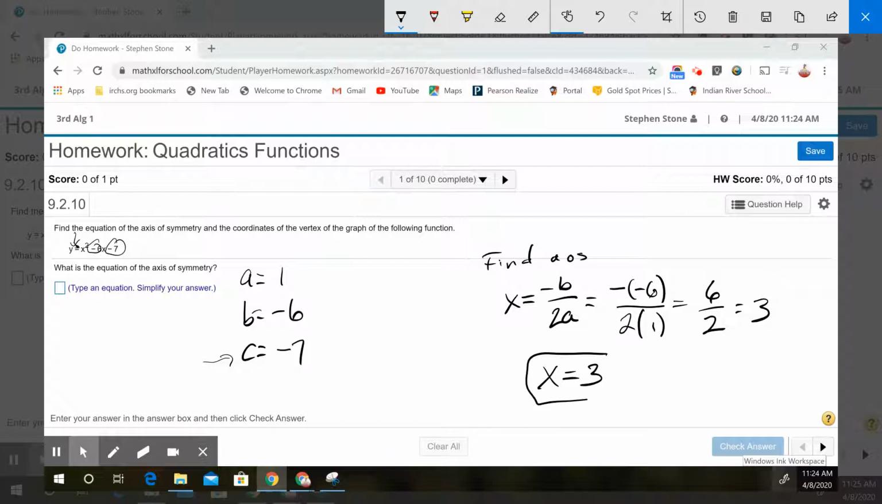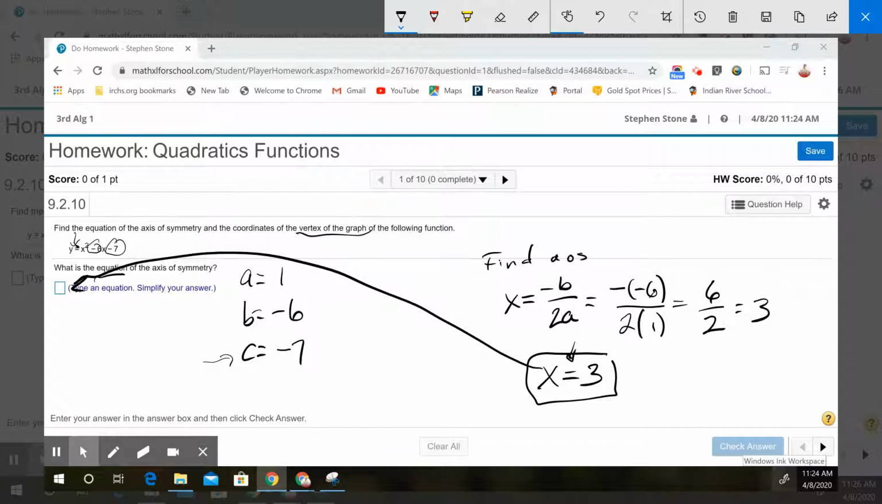Now, that's what you put in this box. You don't put 3, you put x equals 3. It's an equation. The word equation means equal sign. Well, kind of. So that's what you put inside of there, x equals 3.